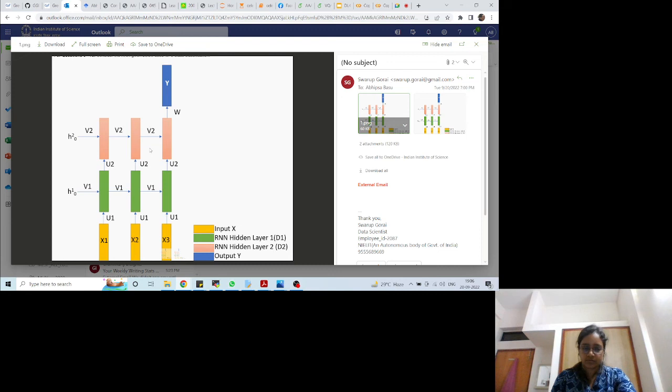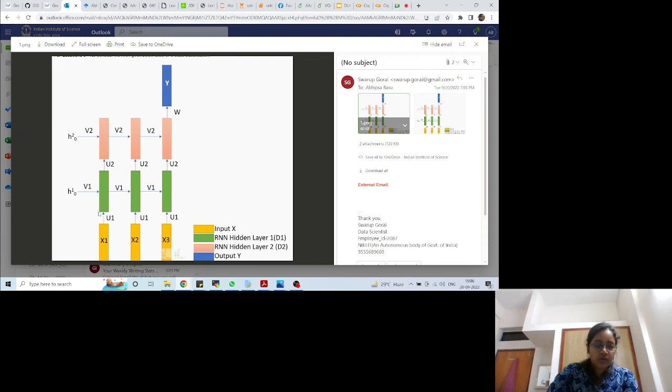It will be U1 X1 plus H naught V1, it will go over there, and this will go through a tanh function, and then that value will be added to H naught V2. No, I was thinking of just staying in this area first, then we'll go to the next step. So what were the equations? Can I say the equations now?